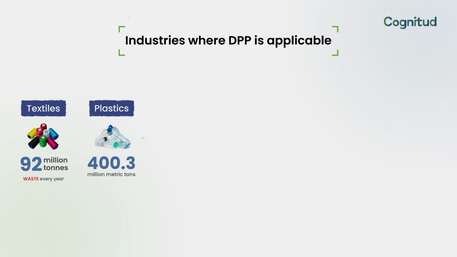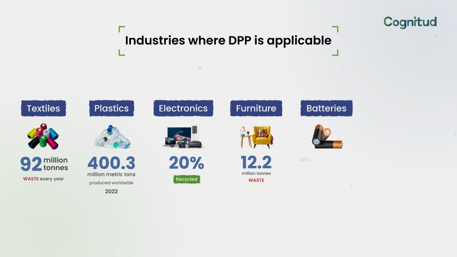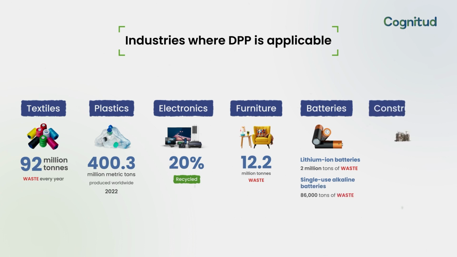metric tons of plastic were produced worldwide in 2022; electronics, of which only 20% is recycled; furniture, the waste of which amounts to 12.2 million tons globally; batteries, of which lithium-ion produce 2 million tons, and single-use alkaline produce 86,000 tons of waste; construction, where 2 billion tons of waste is generated across the world.